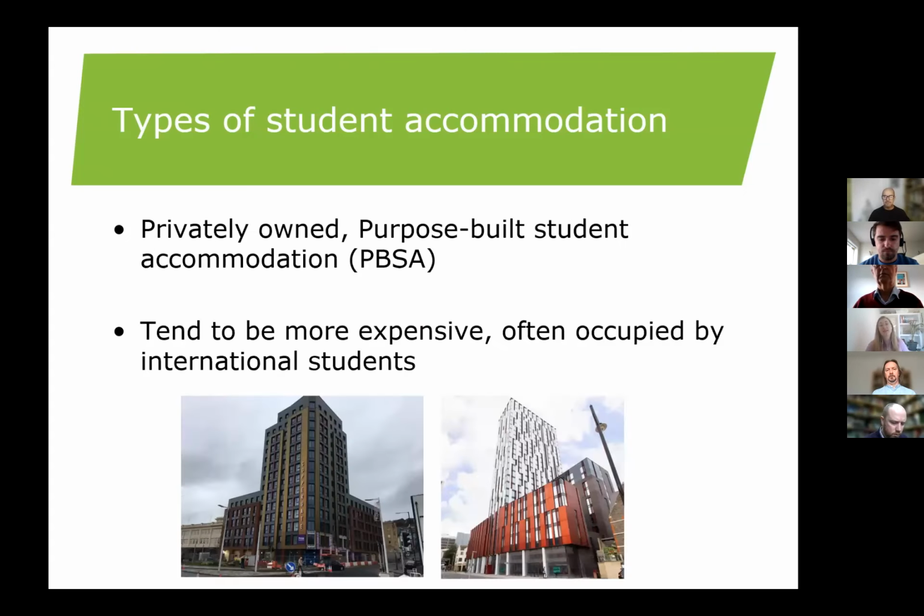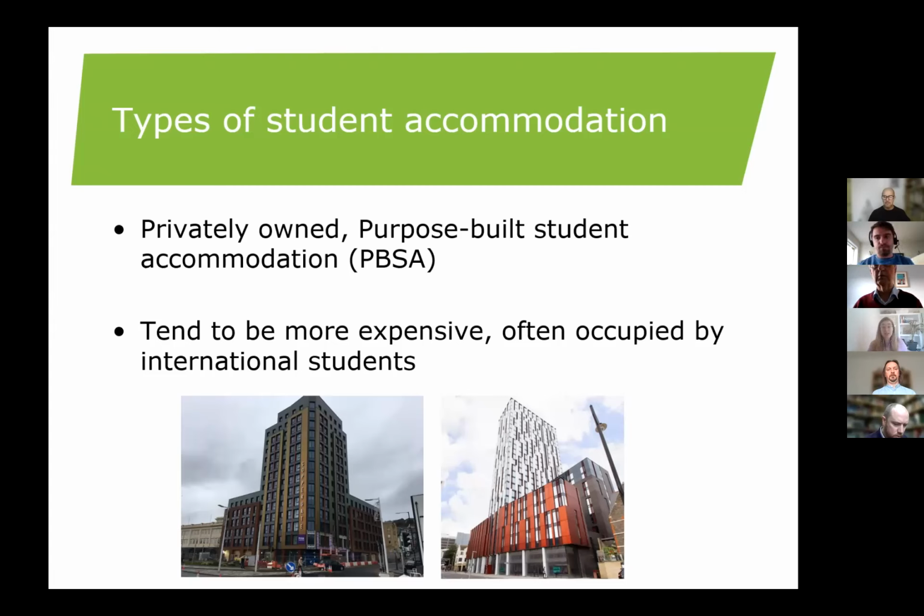The second one is private purpose-built student accommodation, which we shorten to PBSA. These are the fastest expanding type of student accommodation that we see. Often high-rise buildings in major cities. We've got one going up in Cardiff, Newport, Swansea. They're starting to crop up quite a lot in Wales.